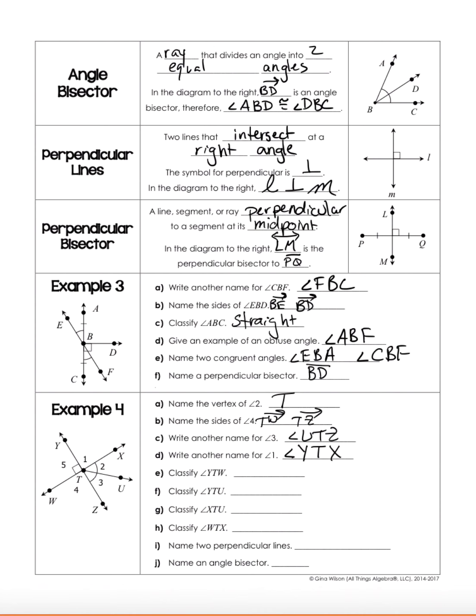Classify YTW. Okay, it is a right angle. Classify YTU, that's bigger than 90, so that's obtuse. Classify XTU, that's less than 90, it's acute. Classify WTX, ooh, that's straight.